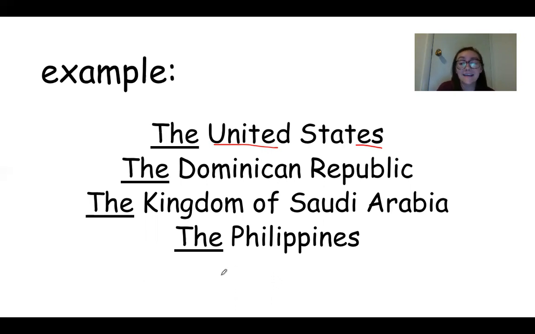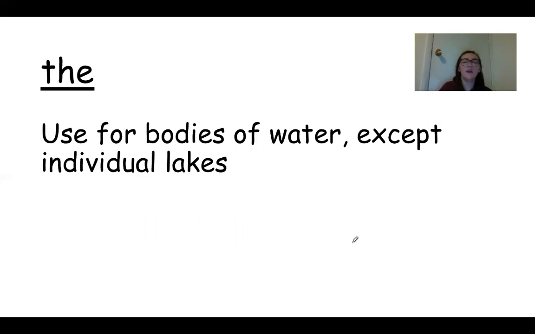Because Kenya is spelled like it's one thing. It doesn't have an S at the end or have the word united or kingdom or any of that in it, right? So you would say, I am from Kenya. You would just say that. But if you were saying Philippines, you would need to say, I am from the Philippines because it looks like it's plural. All right, the next thing is we use the before a body of water.